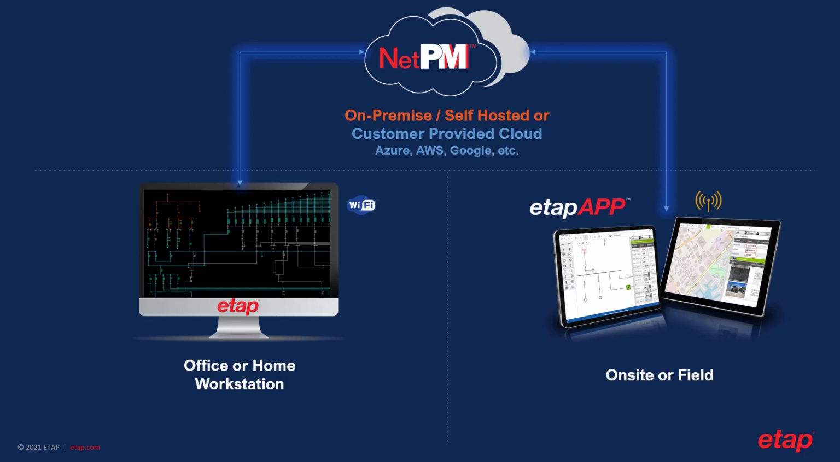ETAP itself does not host NetPM. So therefore, it is completely under your IT control, and the data privacy and cybersecurity is 100% managed by your IT personnel. And the connection from NetPM to the ETAP app, which is being used on-site or in the field, would then typically happen either over Wi-Fi, but more predominantly over 3G, 4G, or 5G networks.